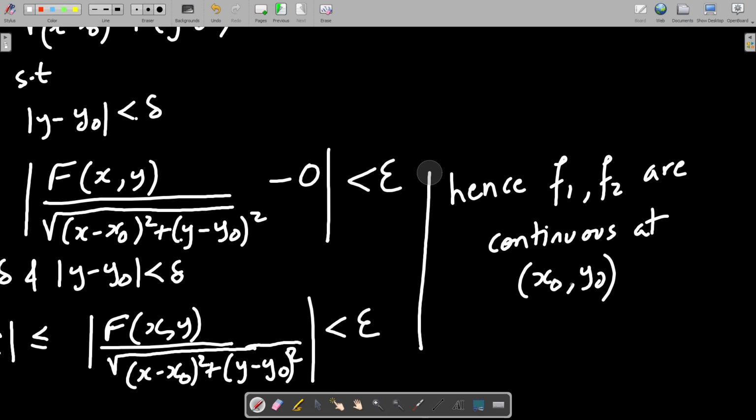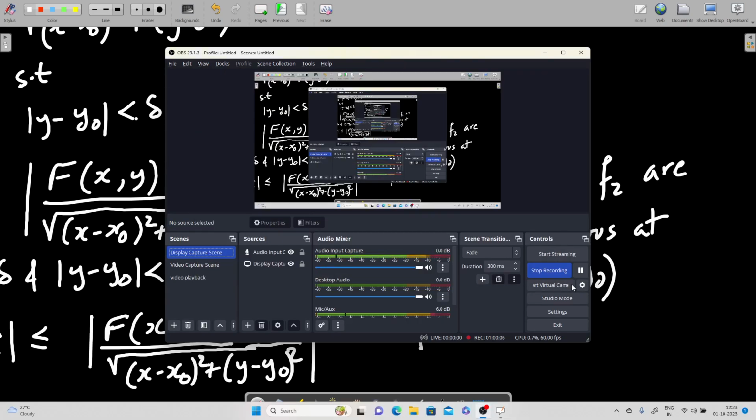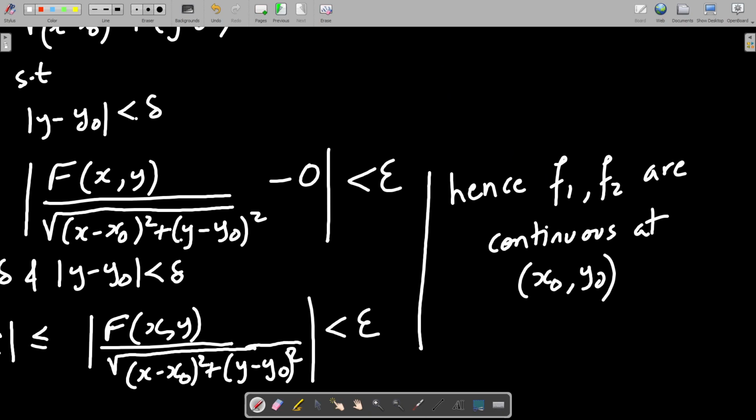Okay, so given a differentiable function, I can find two continuous functions f1 and f2 such that f(x,y) minus f(x0,y0) is equal to (x minus x0) times f1(x,y) plus (y minus y0) times f2(x,y), holding true for all points in the set D. So this is done. We are done with only half the proof. After struggling for nearly 1 hour, we are done with half the proof.